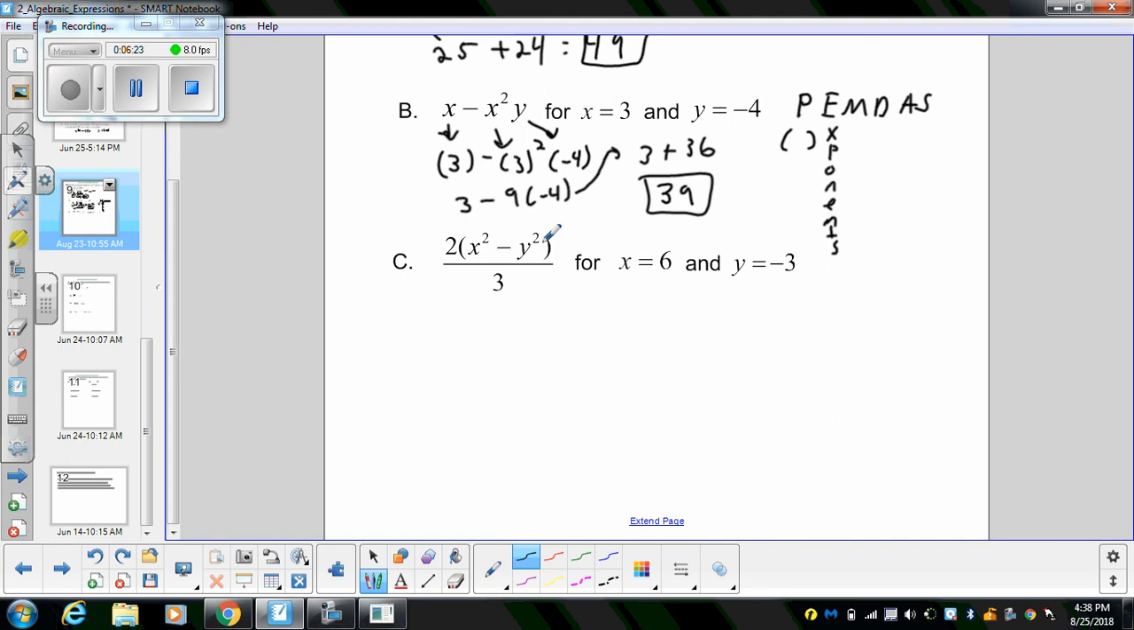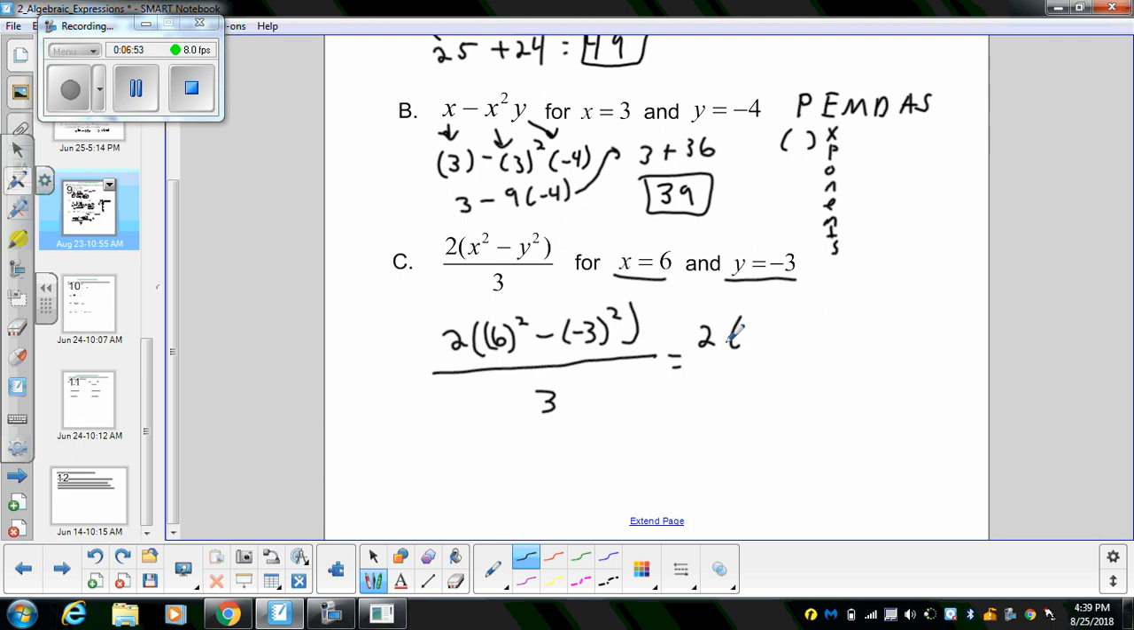Again, looks real hard and confusing, but we're just going to replace our letters with the values I gave you. So this becomes a 2, parentheses. My x is now going to become a 6 squared, minus my y becomes a negative 3 squared, all divided by 3. Again, using PEMDAS, I'm going to do what's in parentheses. And then in parentheses, I actually have exponents, so I have to do that first.